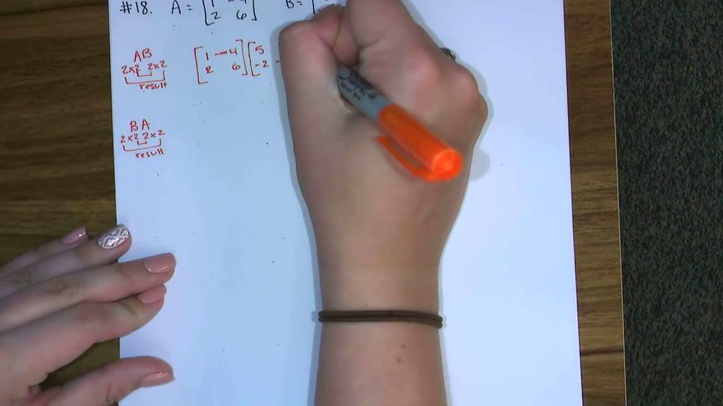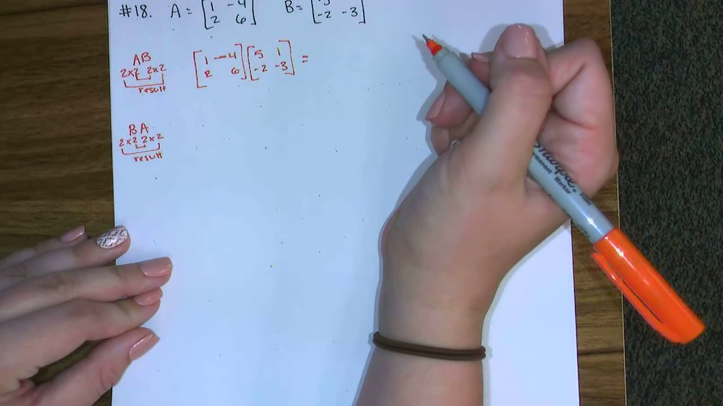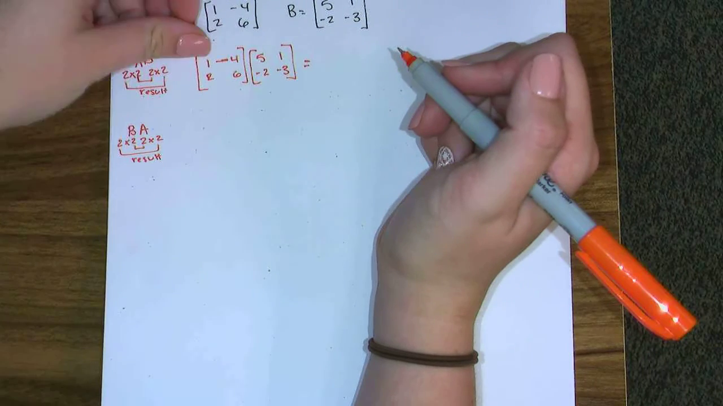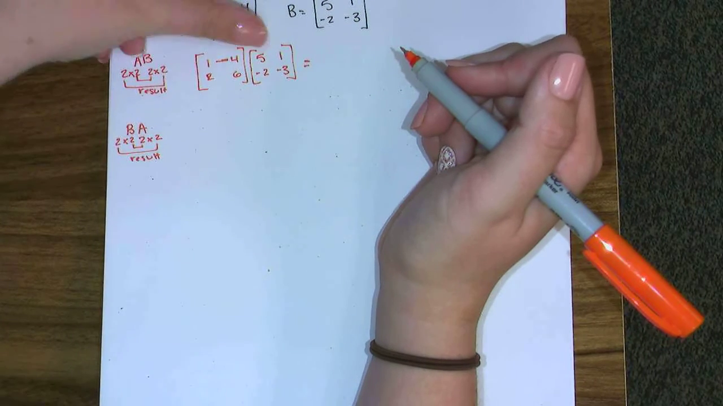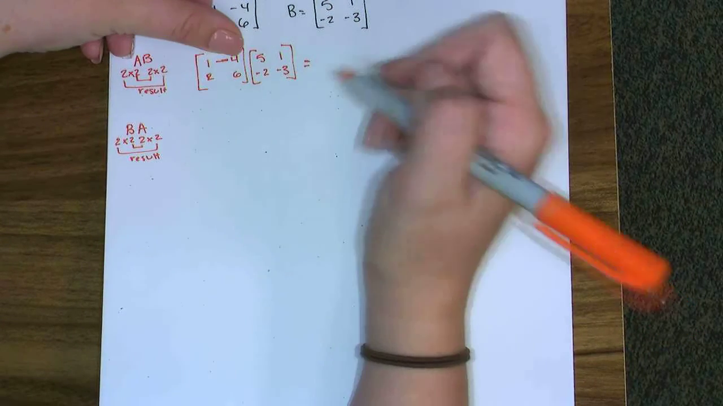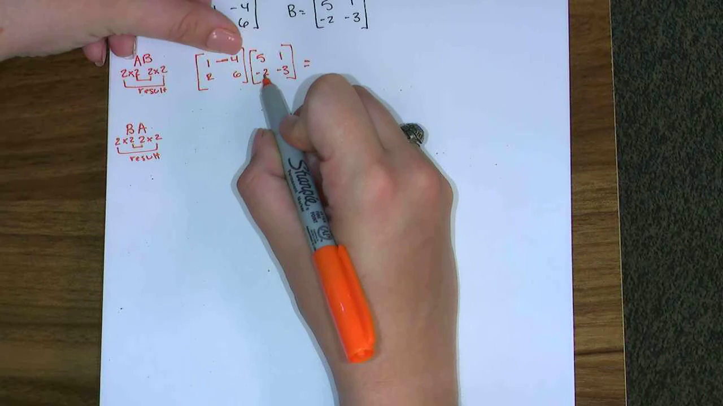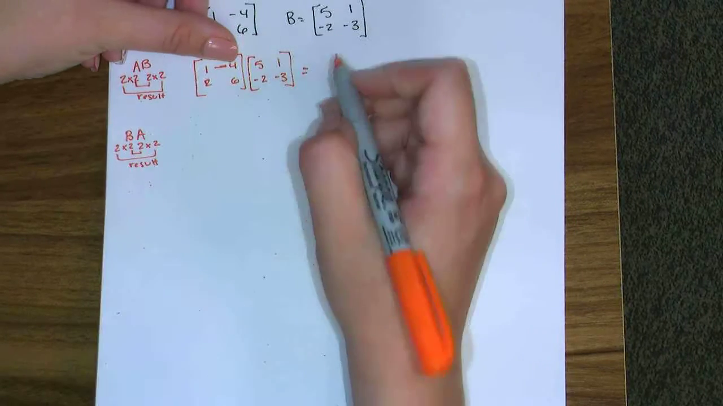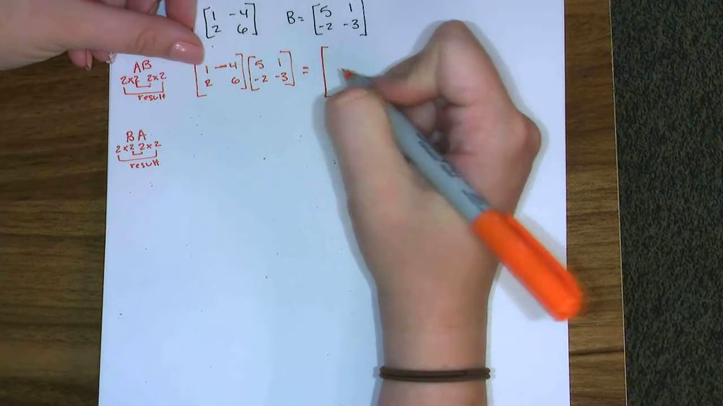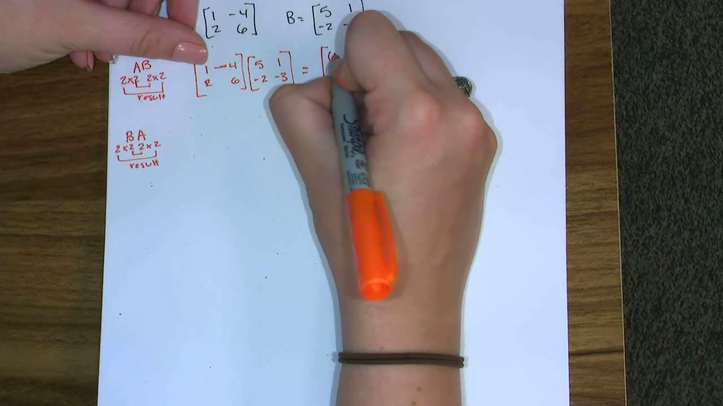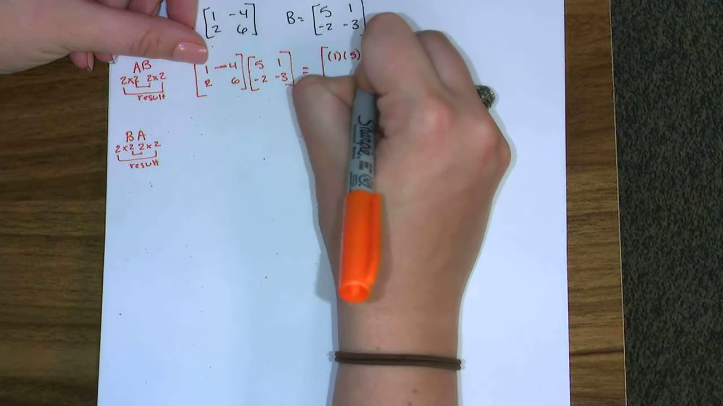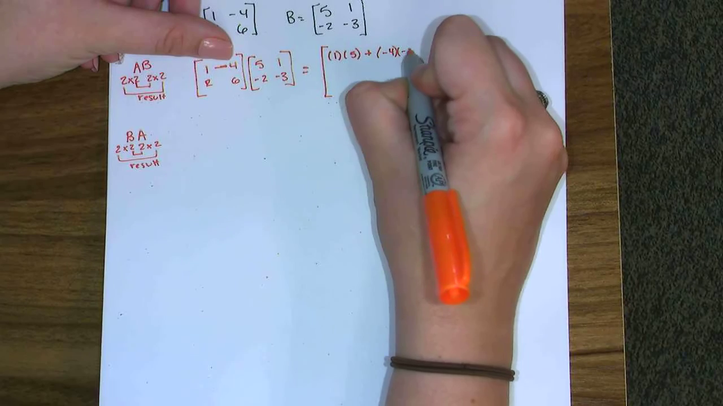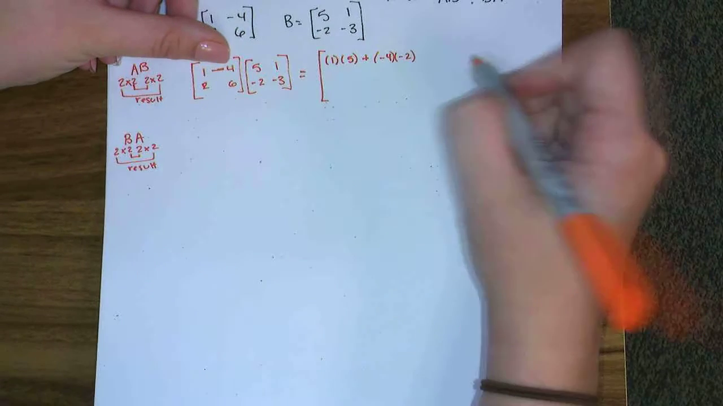So when we're multiplying these, okay, these are a little weird. You multiply the first one times the first one, then the second one times this one, okay? And you add those two numbers together. So what I mean is, in this first one, give yourself some space, 1 times 5 plus negative 4 times negative 2.